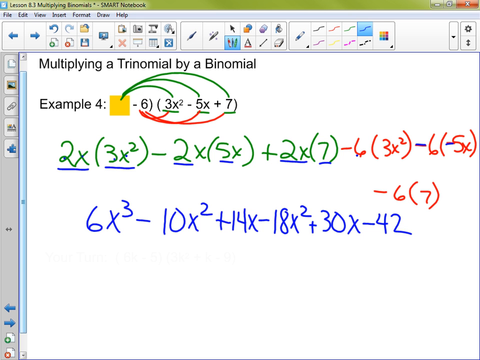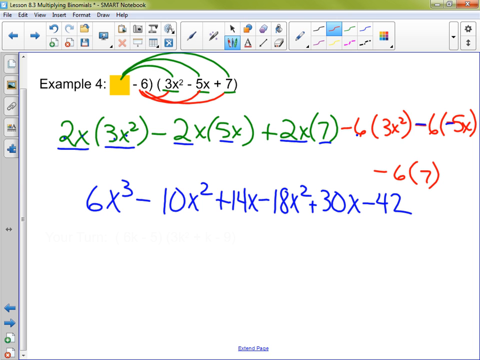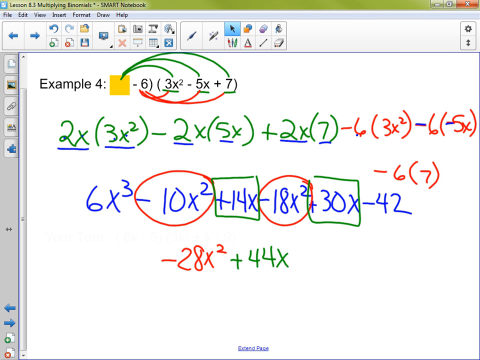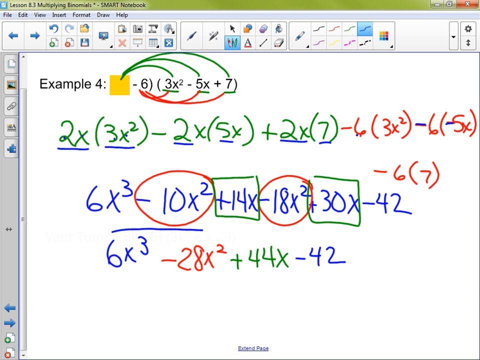Almost done. One more step, and that is to add like terms. What you should notice in the middle is negative 10x squared and negative 18x squared makes negative 28x squared. 14x and 30x makes 44x. And then the last term, minus 42, is the only constant, and the first term, 6x to the third, is the only x to the third term. So that's your answer.